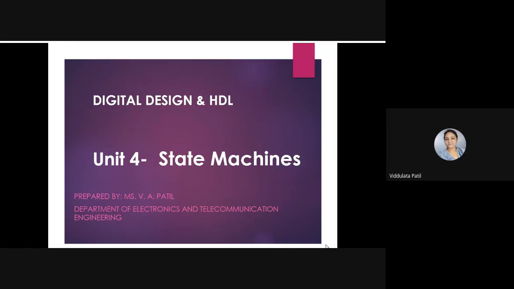So now, we are going to discuss unit number 4, that is state machine.